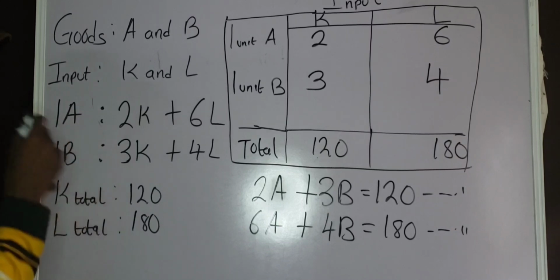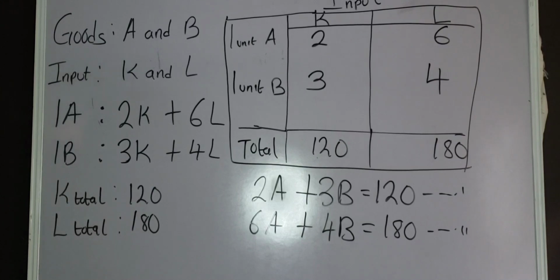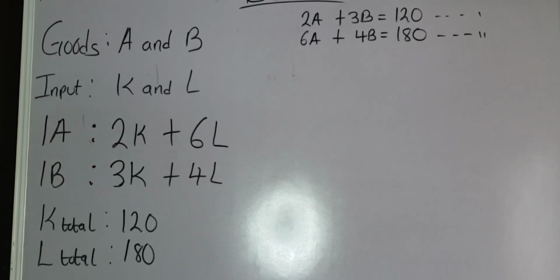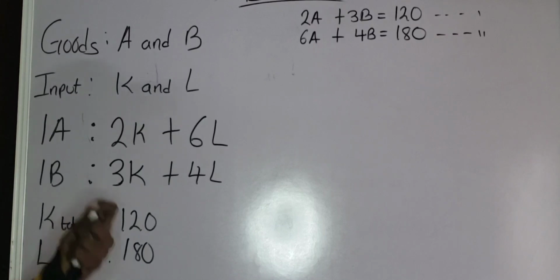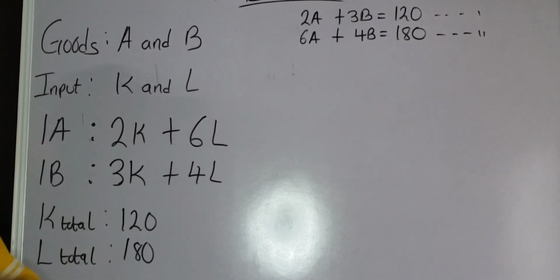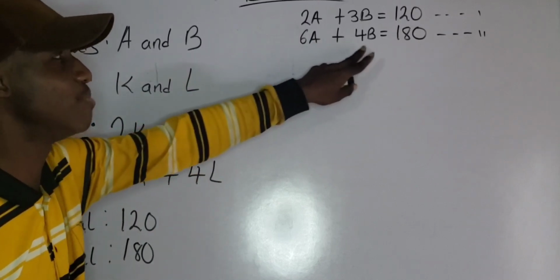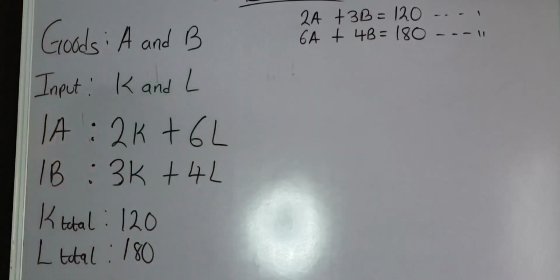Now we have our equations. We can solve them using the elimination method, which is what I'm going to use. Let us solve these equations simultaneously. With the elimination method, the first step is to determine which of the unknowns you are going to eliminate. Look at this. We have 2 unknowns: A and B. Which of these do you want to eliminate?